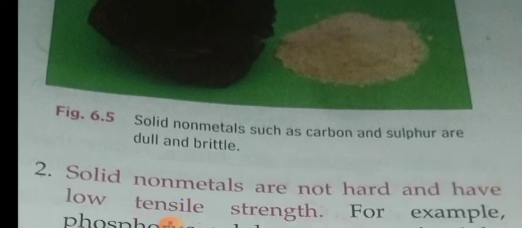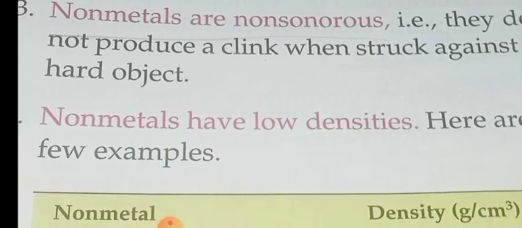Graphite is the one which is present in the pencil lead. Okay, then metals are hard, non-metals are not hard and have low tensile strength. The exception is diamond. Though non-metals have low tensile strength, diamond is the hardest solid in the world. And non-metals are non-sonorous. Non-metals will not produce sound when they are struck.